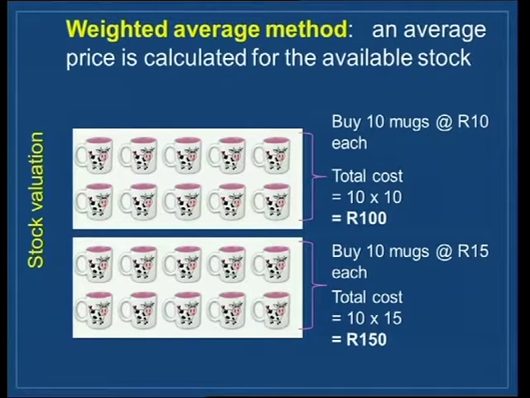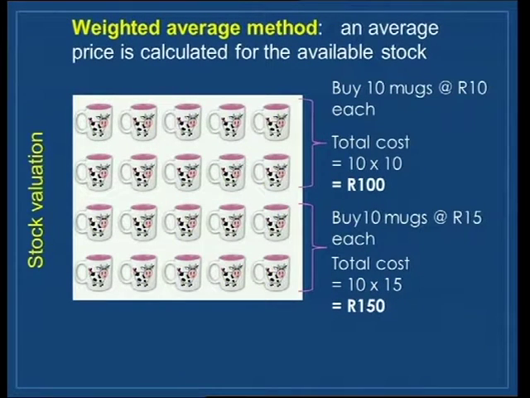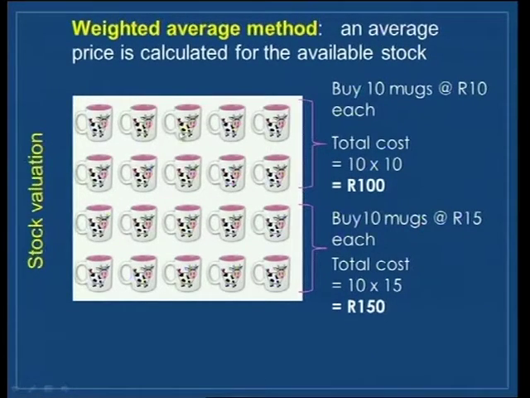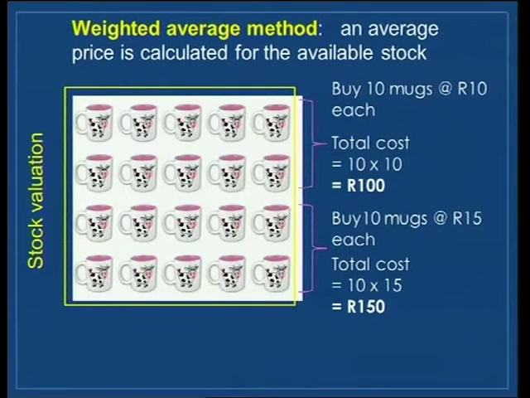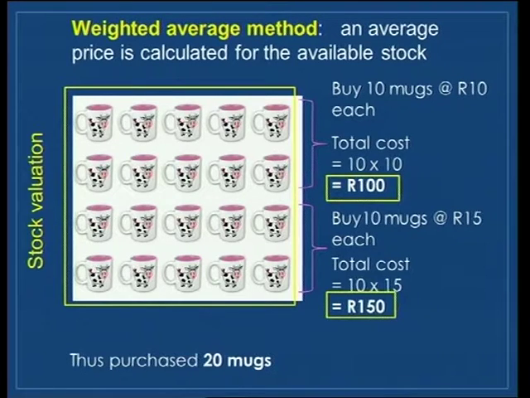So now, using the weighted average method, remember last time, first in, first out, we said we sold 12 units, and then we said we're going to sell the first stock first. But now we're using the weighted average, so we need to calculate an average price for all of those units. So how many units do I have? I've got 20 mugs. What's the total cost for those 20 mugs? It's 100 plus 150, in other words, 250.